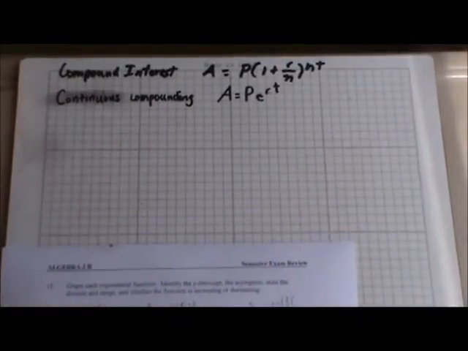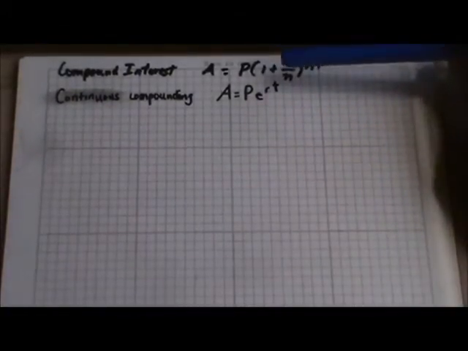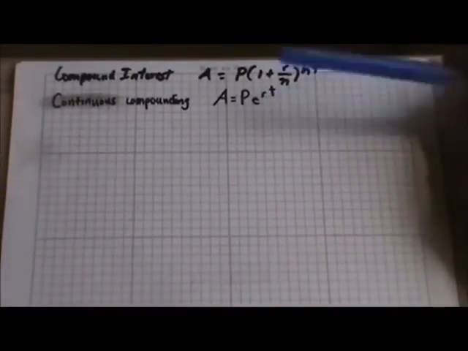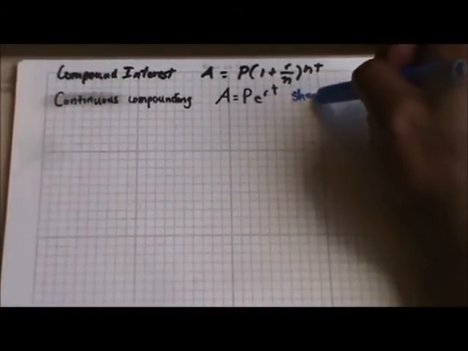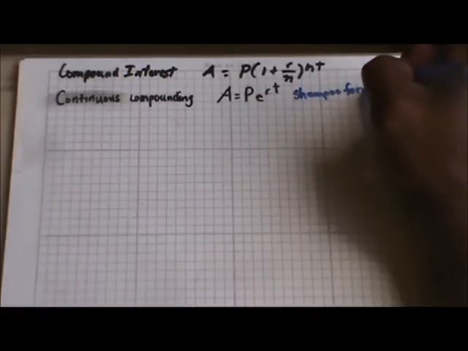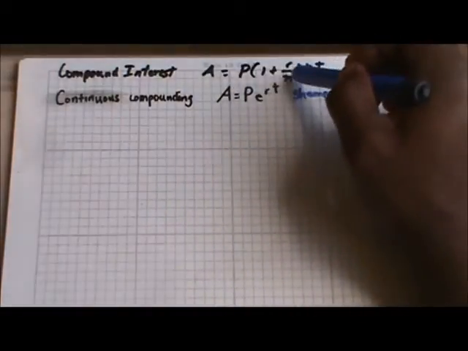For problems number 17 through 22, we need some of this information from our formula sheet. The compound interest formula is given, and the continuous compound interest formula is given. We call it the shampoo formula. We need to remember that the other formulas come from this compound interest formula.